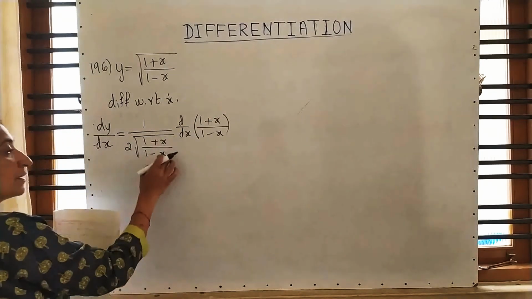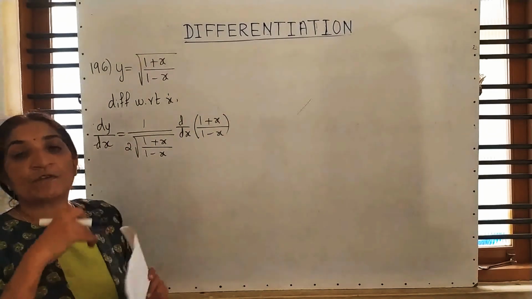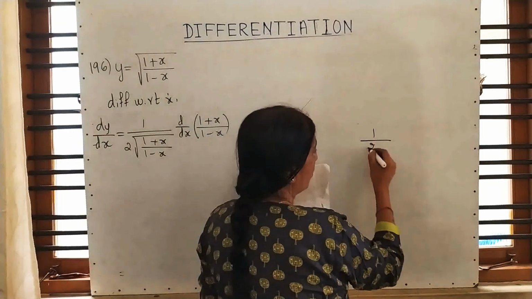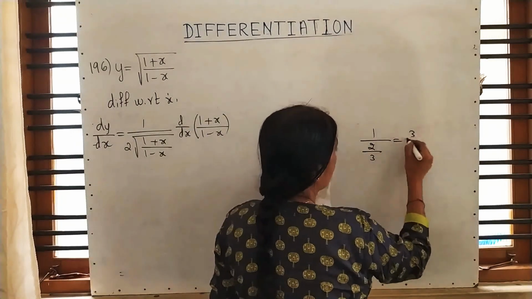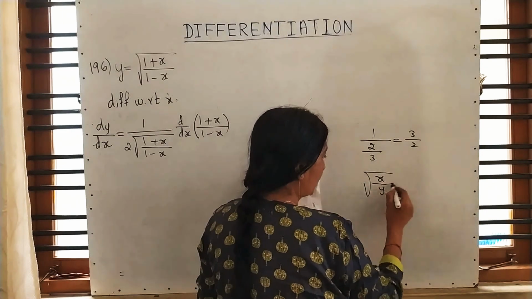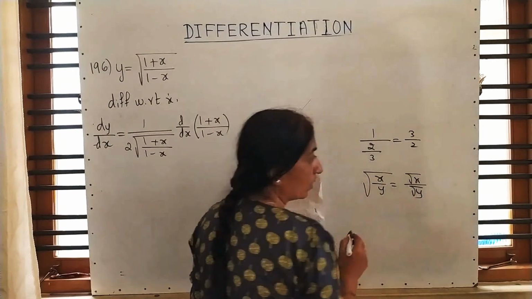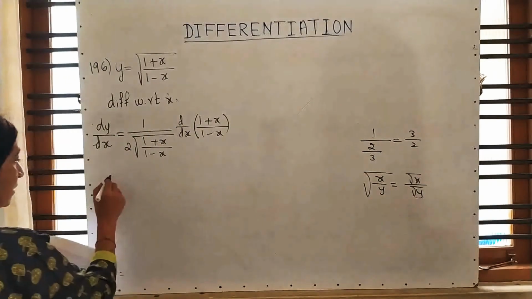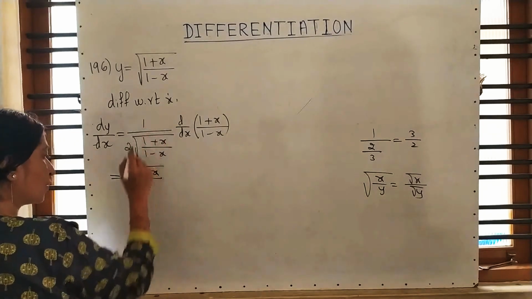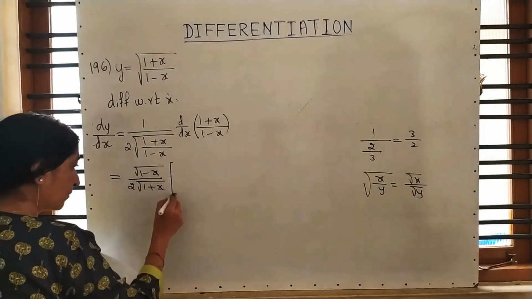And here, see, under the root we have a fraction, that too present in the denominator. If a fraction is present in the denominator, see, for example, 1 upon 2 by 3, can we write this as 3 by 2 or what? And one more thing, if it is x by y, you can write root x upon root y, correct or what? Like that. So here this will be written as root of 1 minus x upon 2 into root of 1 plus x in the bracket.